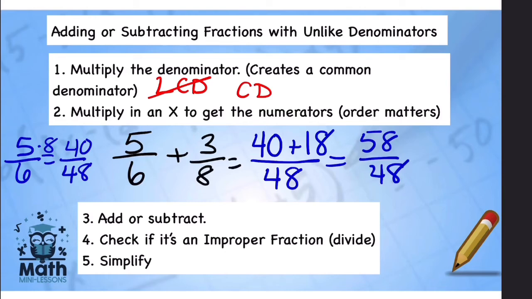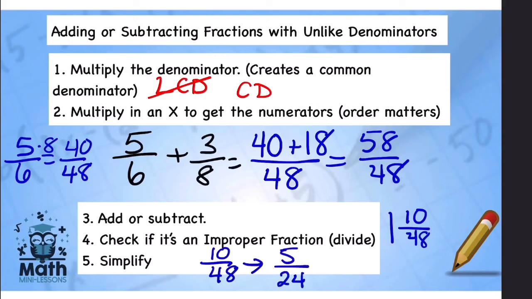So my last two steps: usually I just have to check that it's not improper, and it is. And you could always tell because of this top number. Please check out my other video if you want to know how to change improper fractions to mixed numbers. But I knew that, and I had one whole, and I had 10 left out of 48. And then my last step, and this usually happens because I'm not always finding the least common denominator, is I'm probably going to have to simplify that fraction by finding just a common factor. And in this case, I knew it was 2. So I divided by 2 to get 5 over 24.